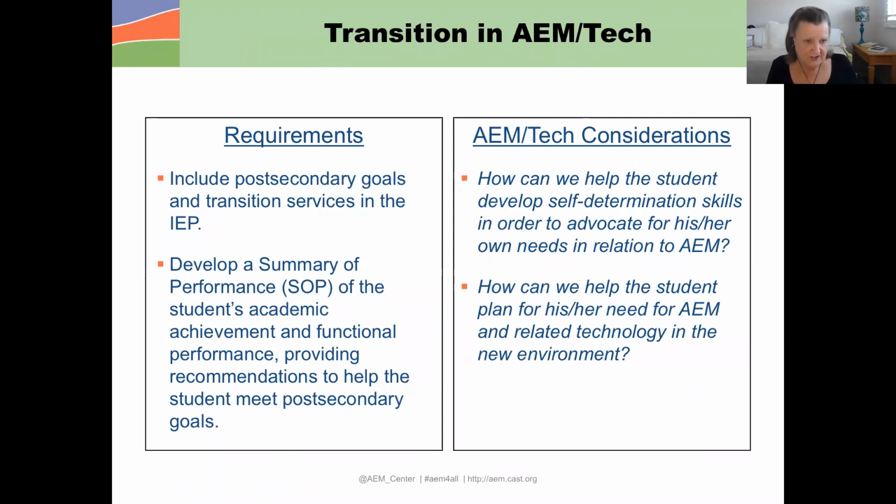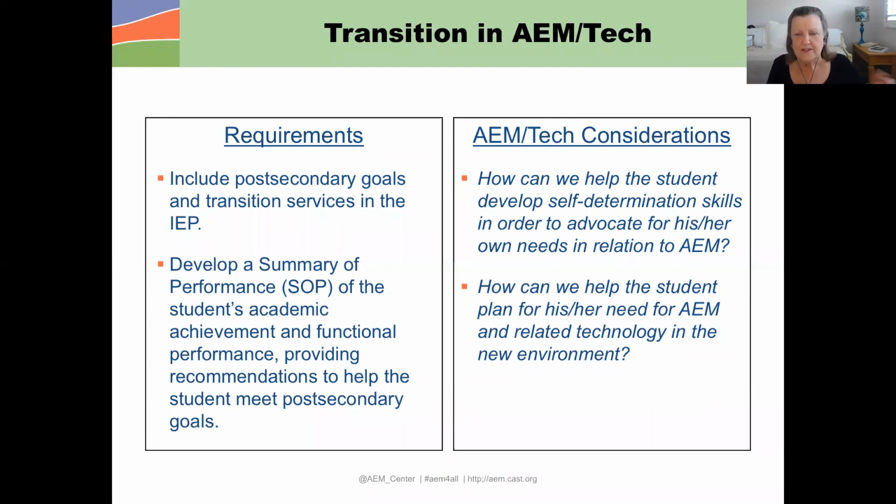And then we come to transition. So in transition, including post-secondary goals and transition services in the IEP, it is important to develop a summary of performance, which is really an important piece, very similar to the present levels, but much more in depth, looking at the student's academic achievement and functional performance and recommending how their post-secondary goals might be addressed. So when we think about AIM and text, again, how do we help the student?